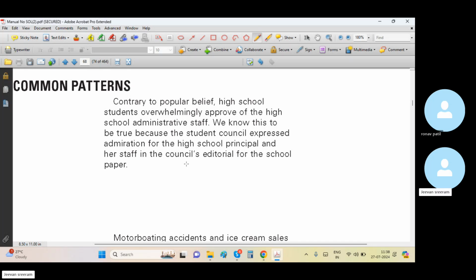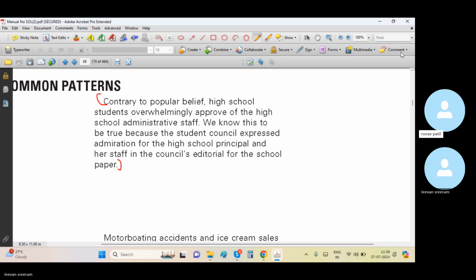So first one, can you please read this, Betty? Contrary to popular belief, high school students overwhelmingly approve of the high school administrative staff. We know this to be true because the student council expressed admiration for the high school principal and the staff in the council's editorial for the school paper.